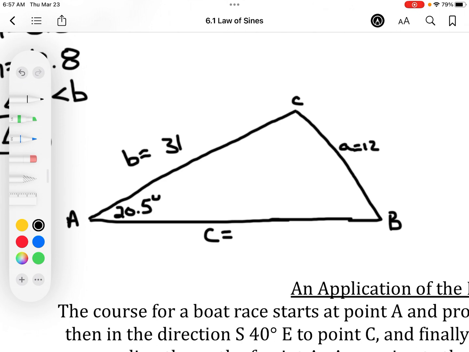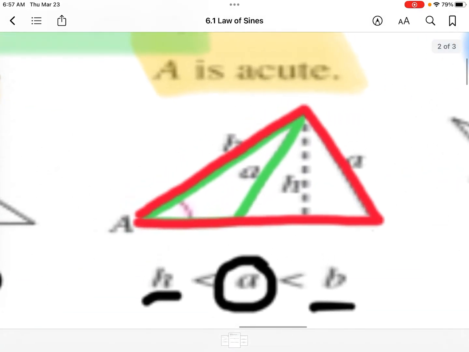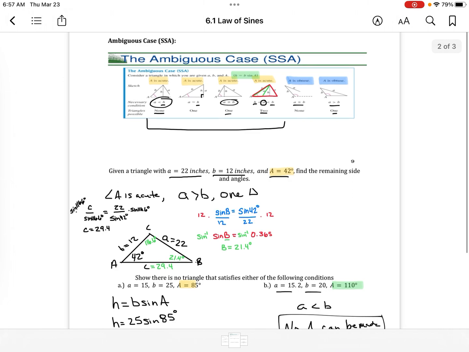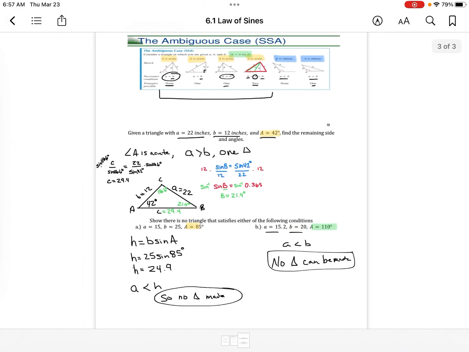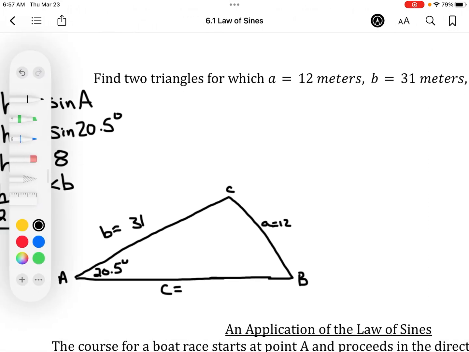And really the difference between the 2 triangles, and again why we get 2, is in one of the cases B is the smaller angle and C is the biggest angle. And in the green case, B is the biggest angle and C is the smaller angle. So that's what's happening in these 2 cases. And the first one is always that B will be the smaller of the 2 angles.